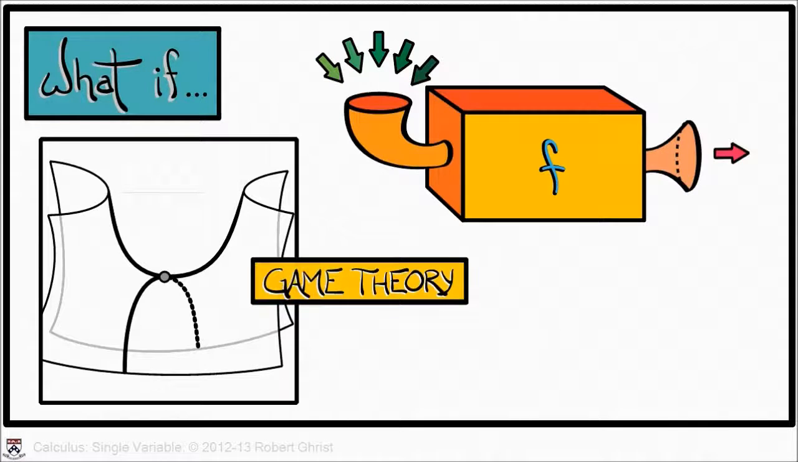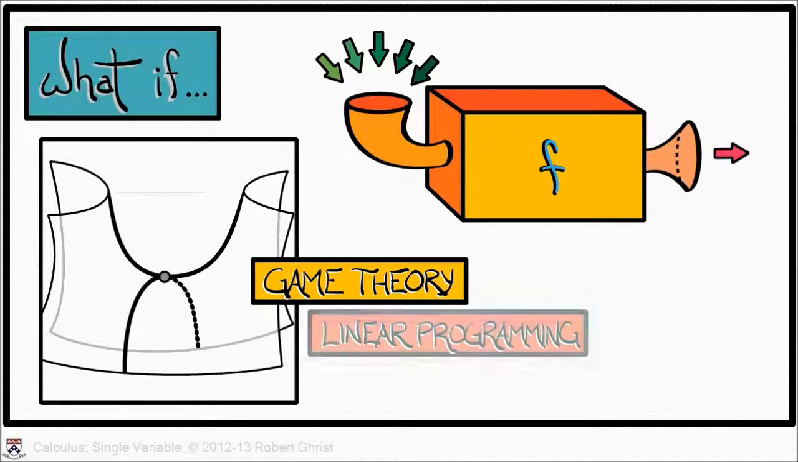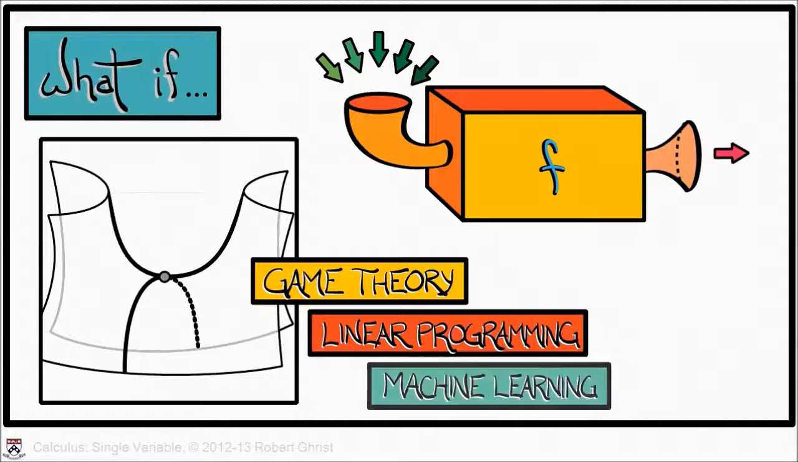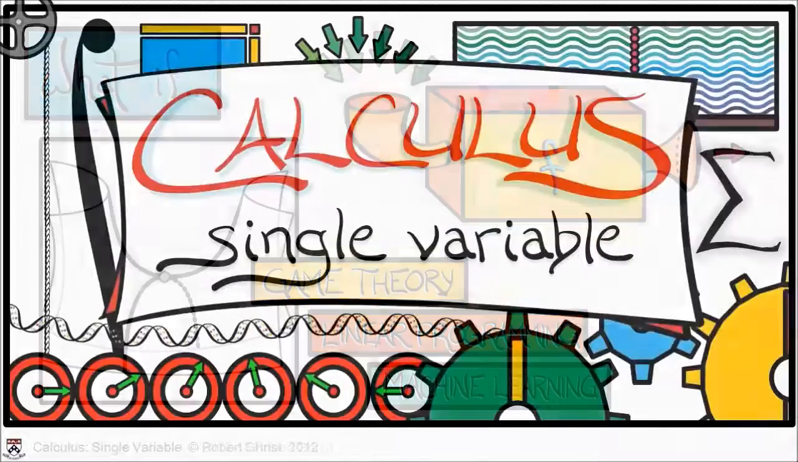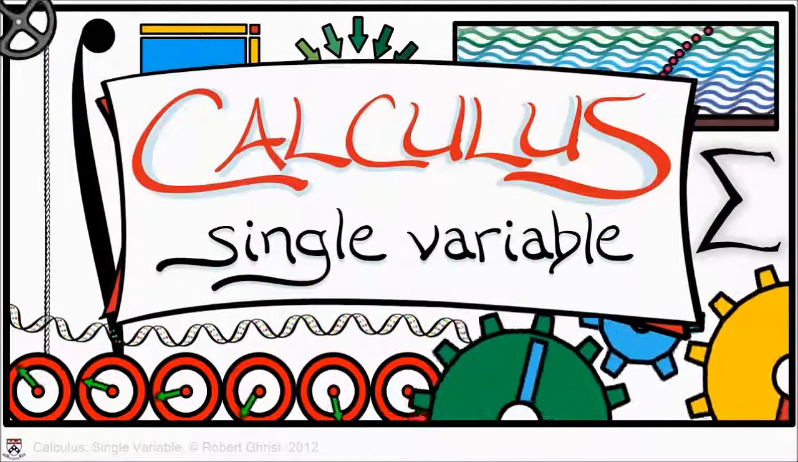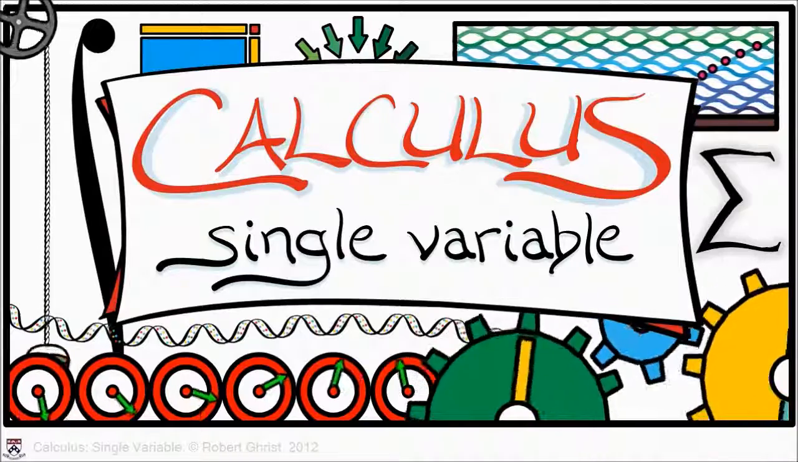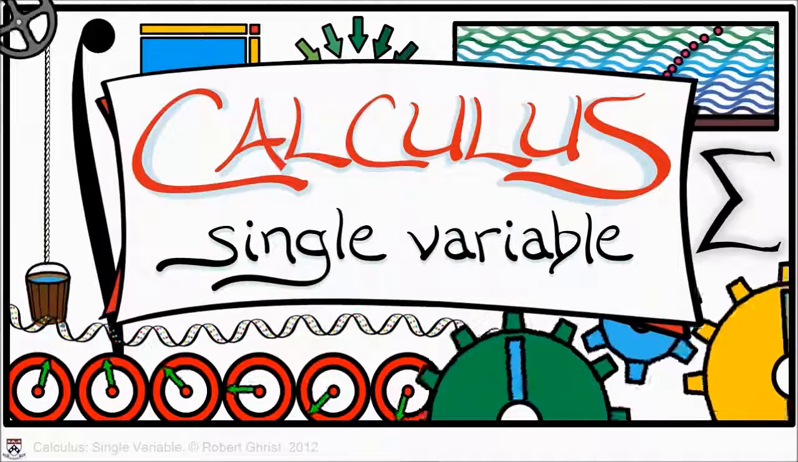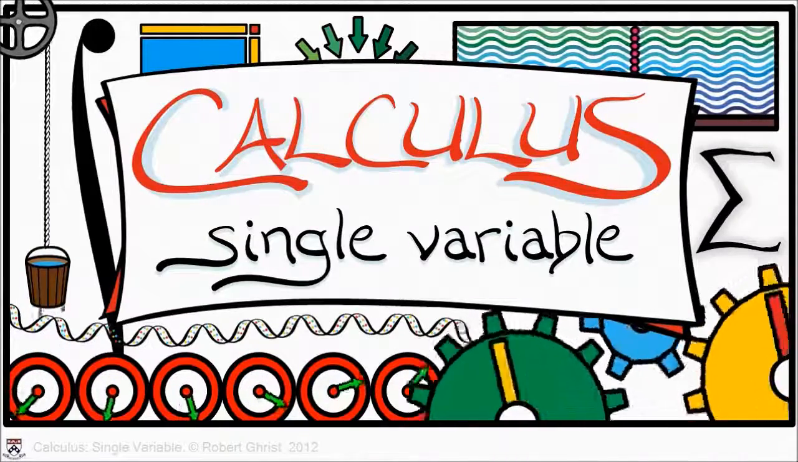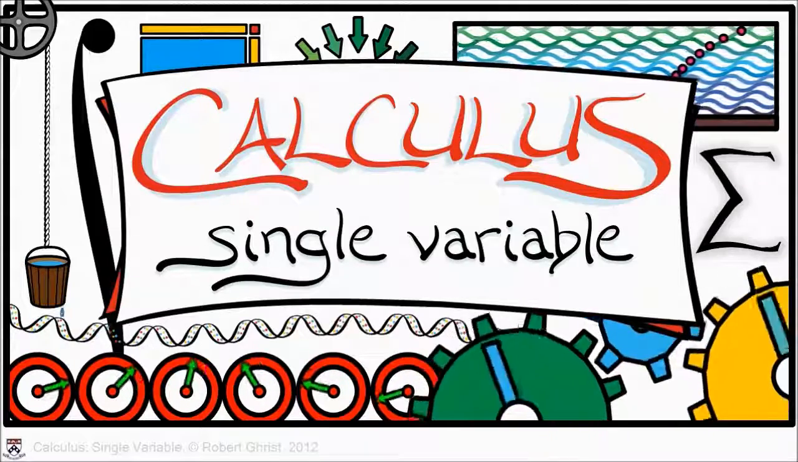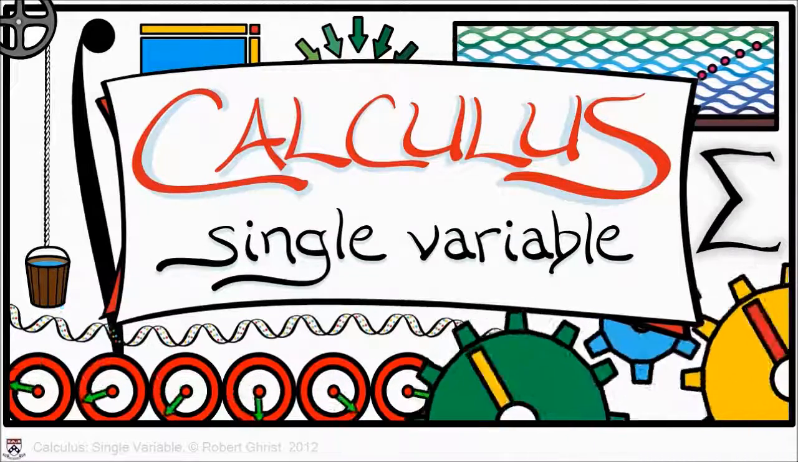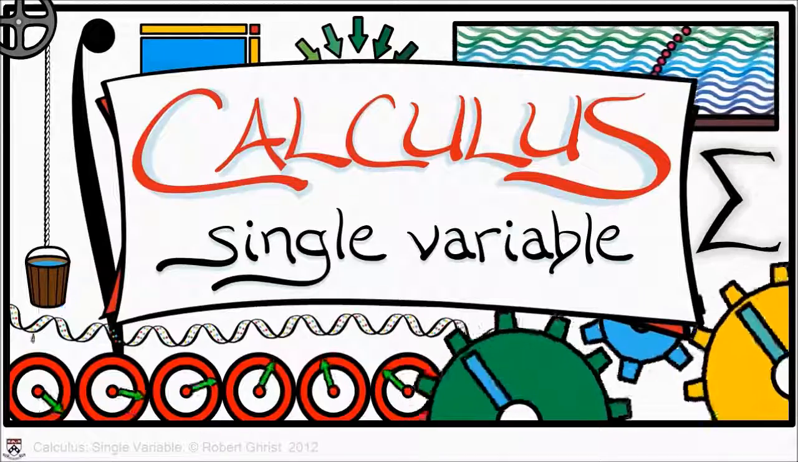For example, game theory deals with optimization of multivariate functions. Linear programming, machine learning, all of these fascinating subjects are deeply concerned with optimization, with finding maxima, minima, and other types of critical points. There are some wonderful fields out there that will rely on the intuition that you've learned in single variable calculus.